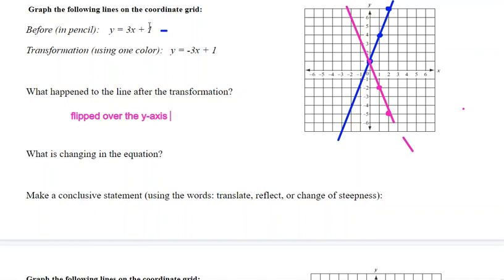So let's look at these equations. The y-intercept's the same, but the slope changed. The sign of the slope changed. The first one was a positive 3. The bottom one's a negative 3.